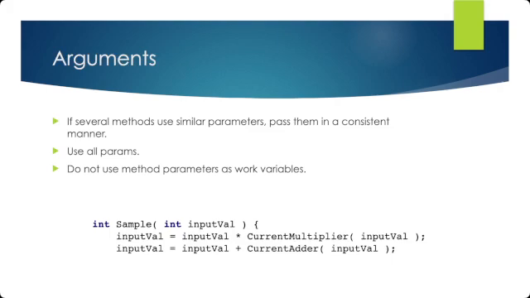Also, use all parameters you pass. If a parameter is not used, remove it. Unused parameters confuse readers and make testing harder. And never use method parameters as work variables, like in this example. Don't change them inside the method to store temporary values. It makes the code harder to follow and can cause unexpected bugs. Parameters should stay clean and predictable, just inputs and nothing more.